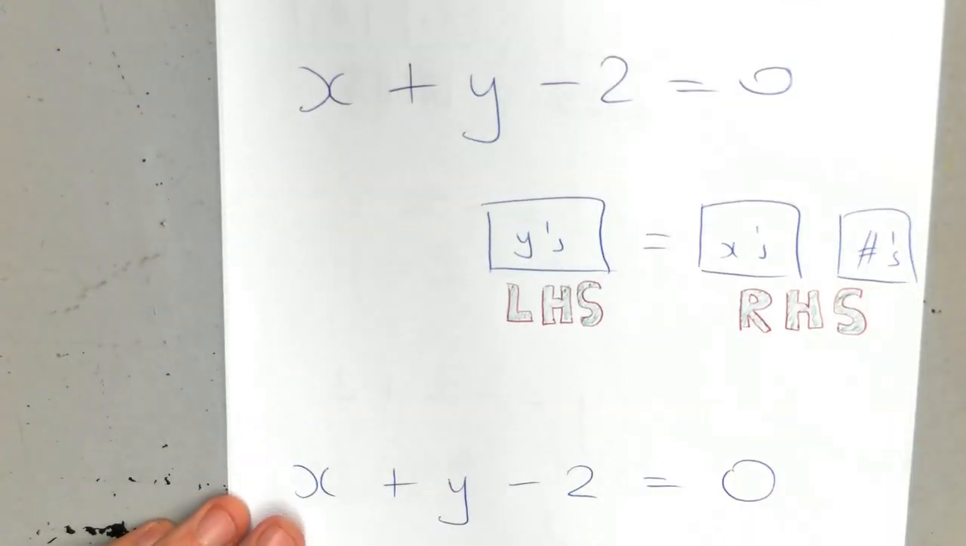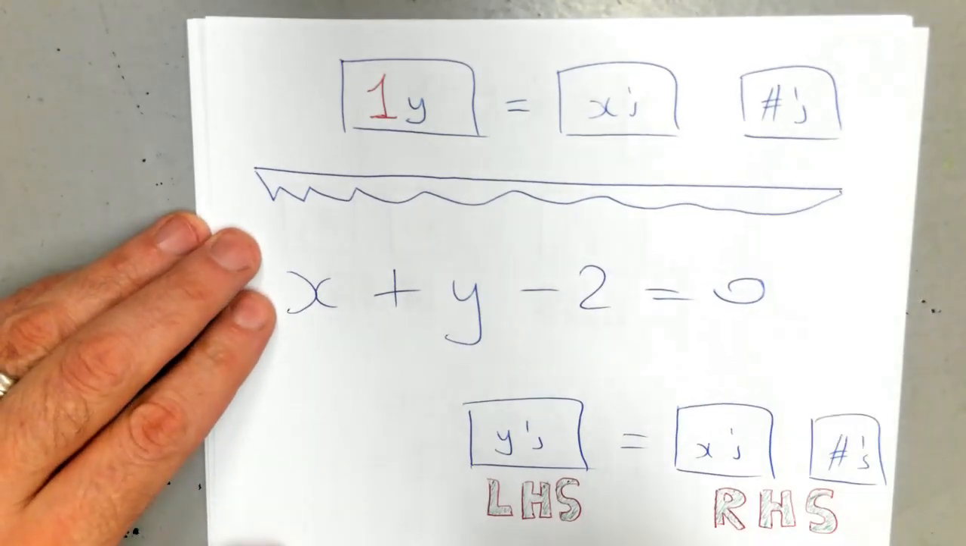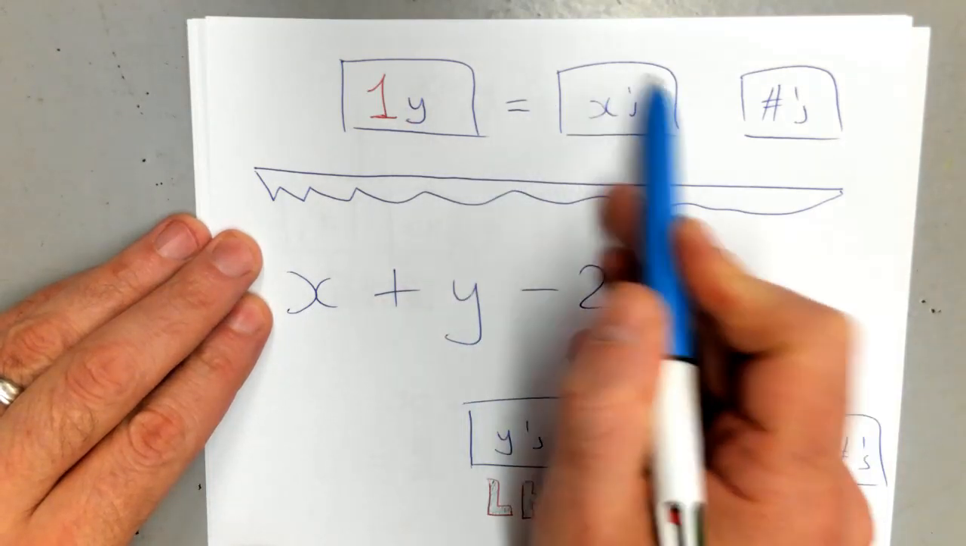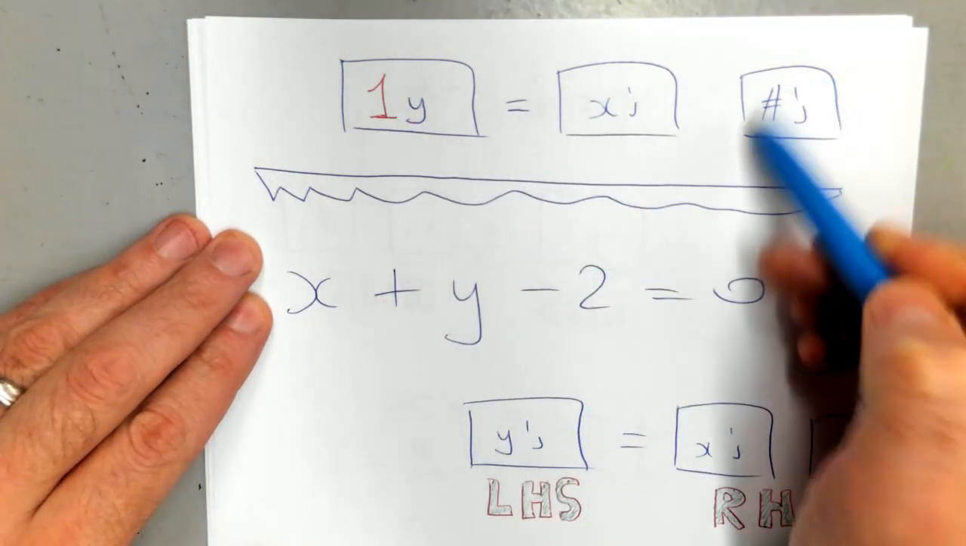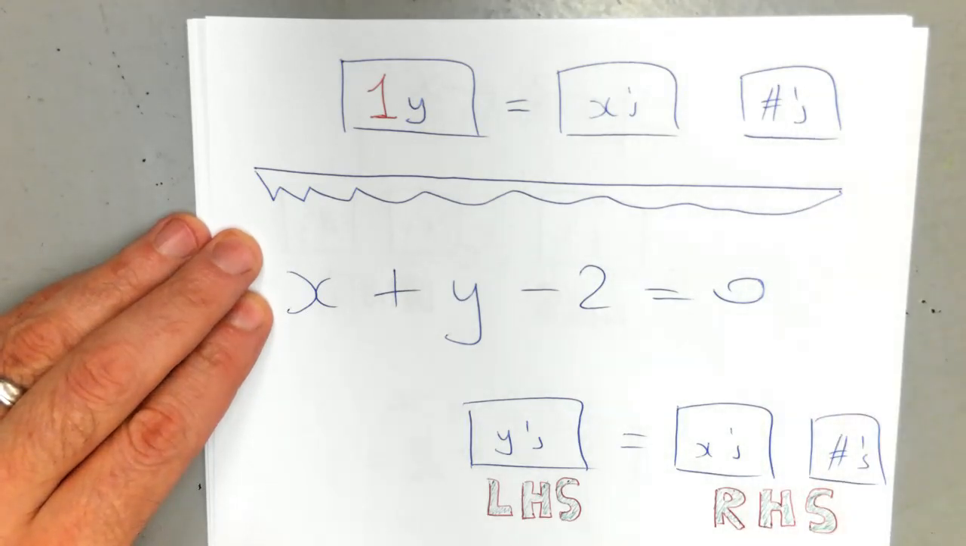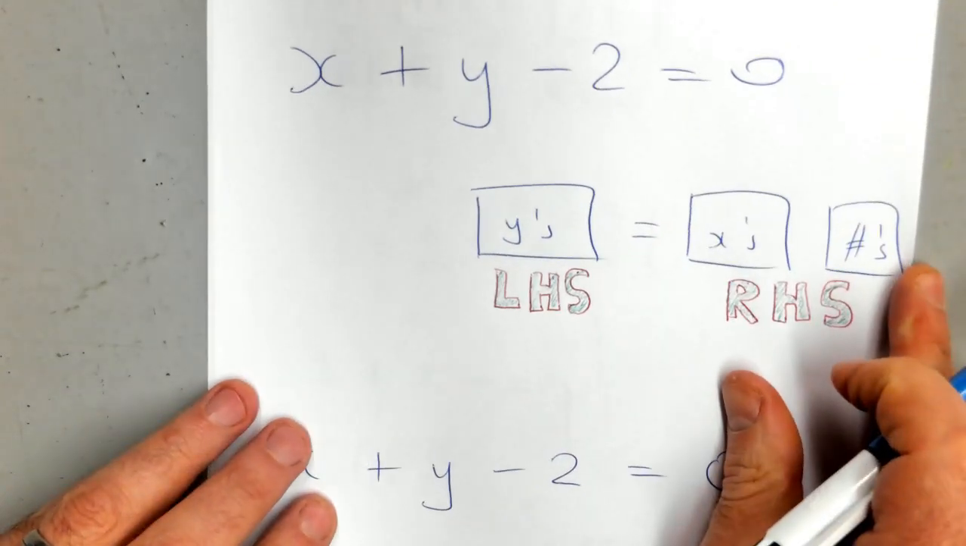So with that in mind, let's go on. Again, just to specify, we're looking to get one y on its own. One y is equal to, then you'll have the x's, and you'll be able to read off the slope, and then you'll have the numbers, and you'll be able to read off the y-intercept. So our line is x plus y minus 2 equals 0.